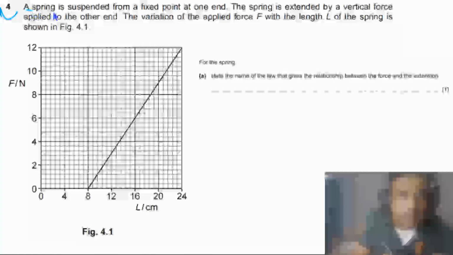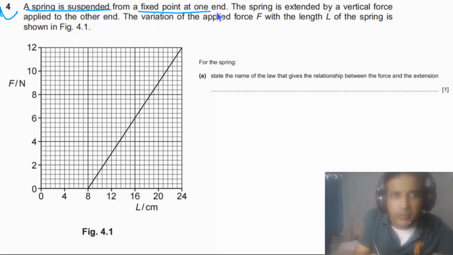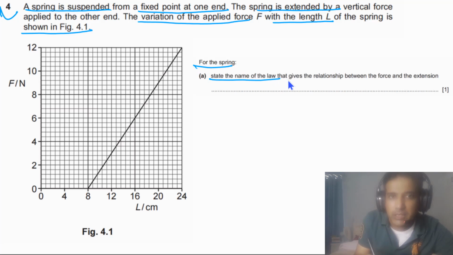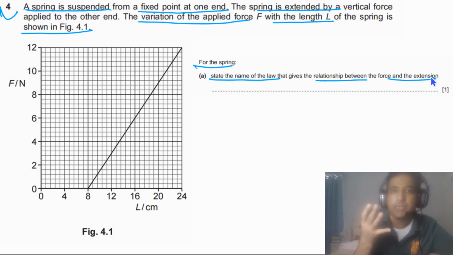Question 4 says a spring is suspended from a fixed point at one end. The spring is extended by a vertical force applied to the other end. The variation of the applied force with the length capital L of the spring is shown in figure 4.1. For the spring, state the name of the law that gives the relationship between force and extension. So that is Hooke's law.